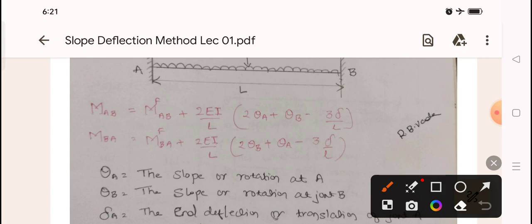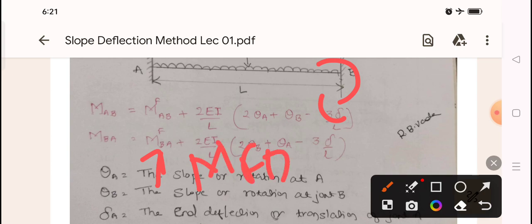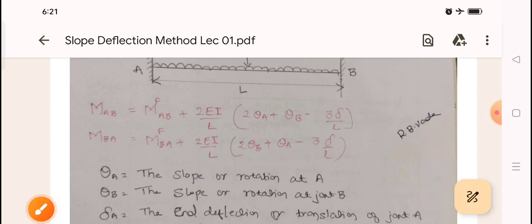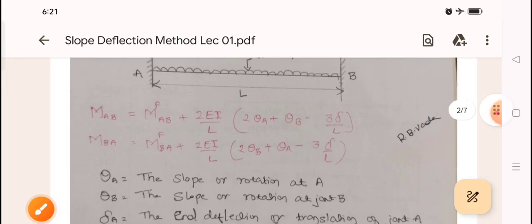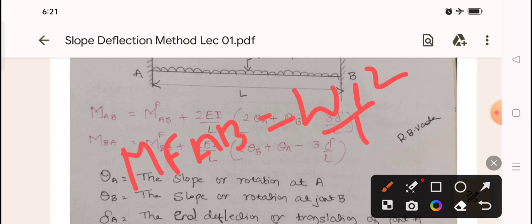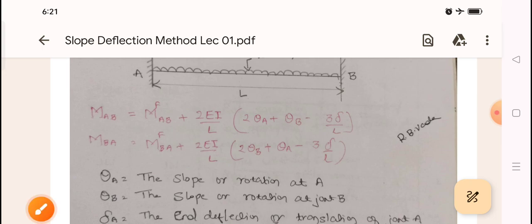So for this one, can you tell me what is the formula for MFBA? What is the value of MFBA? So if it is for this case, MFBA will be, here it is anti-clockwise and here it will be clockwise. That's why this will be plus WL square by 12. So MFAB will be minus WL square by 12 and MFBA will be plus WL square by 12. This is the thing you have to remember.